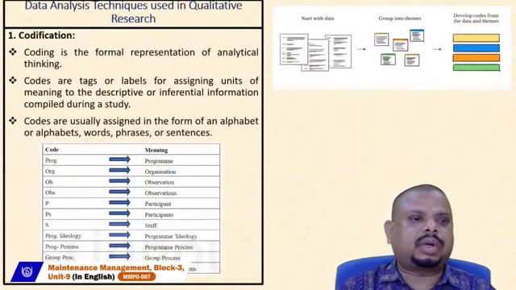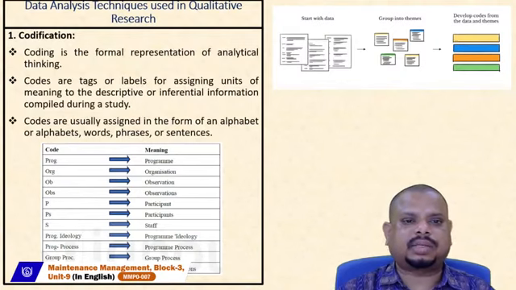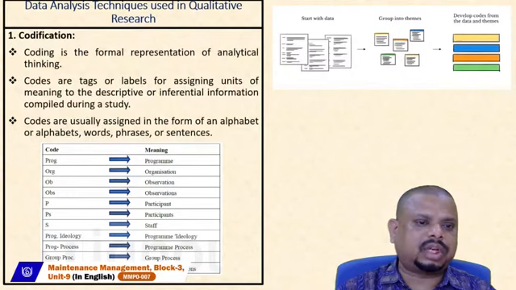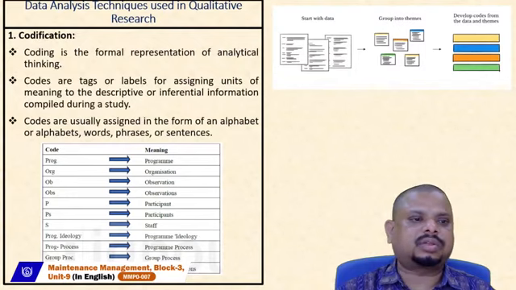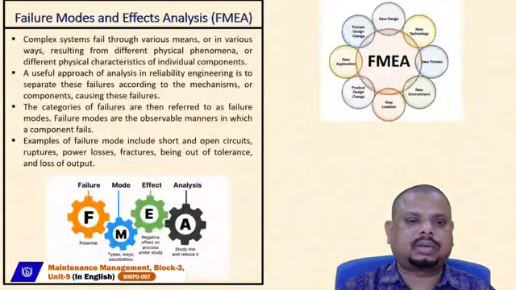In the next part, we have to understand the codification of data, with reference to data analysis techniques used in qualitative research. That means we are using different kinds of tags and labels, assigning them to units of meaning of description, with reference to statistical information compiled during the studies. So in case of codification, we are using alphabets, words, phrases, and sentences.